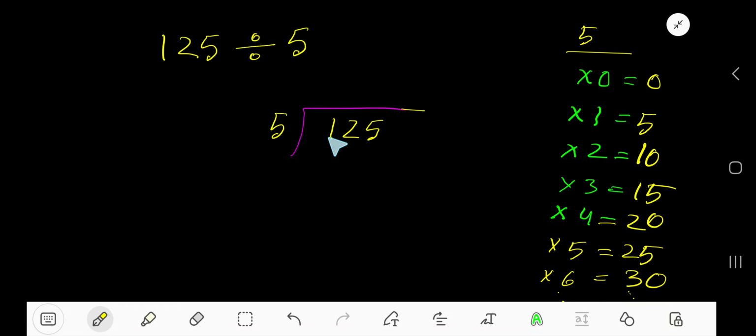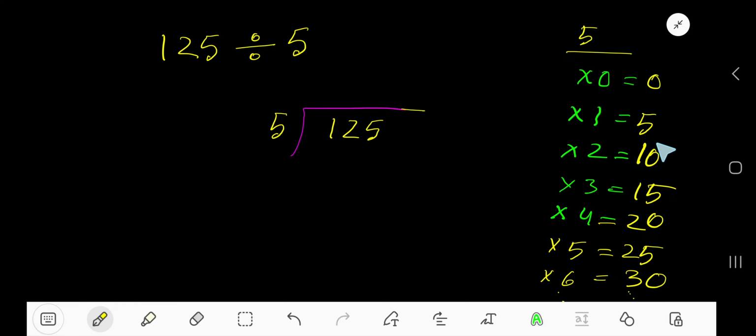125 divided by 5. Here 5 is a divisor, so we need the multiplication table of 5. 5 times 0 is 0, 5 times 1 is 5, 5 times 2 is 10, 5 times 3 is 15. Okay, to find the multiplication table of 5 easily, just add 5 to the previous step.